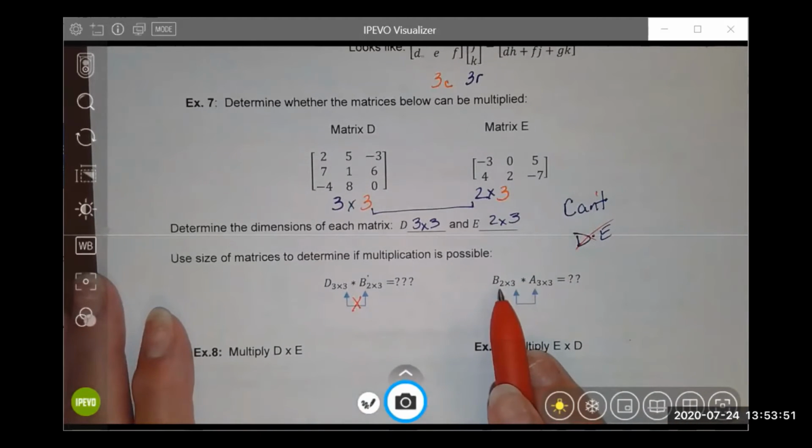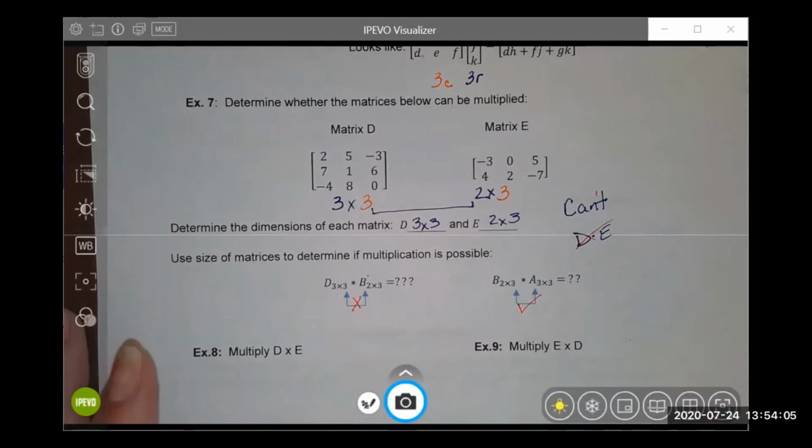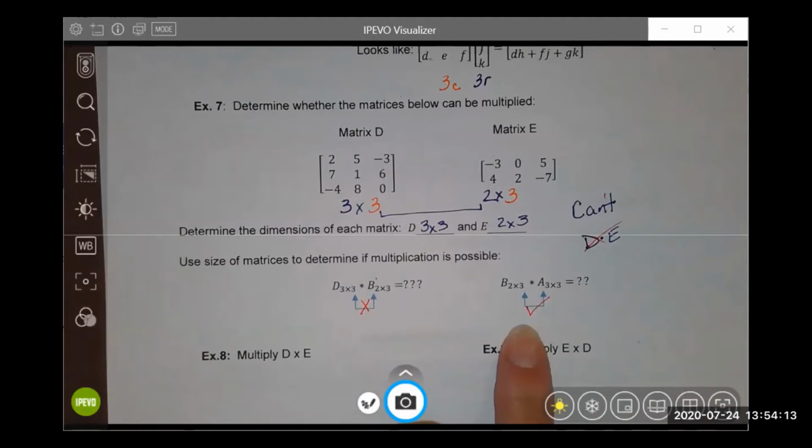But if I look at this one, if I multiply B, and I could even have changed this to be D, B times D would work because these two inner numbers, the number of columns, is equal to the number of rows when done this way. It's weird because multiplication is not commutative, and that is not what we are accustomed to. Order matters, and switching the order can sometimes make a problem attainable that would not be otherwise.